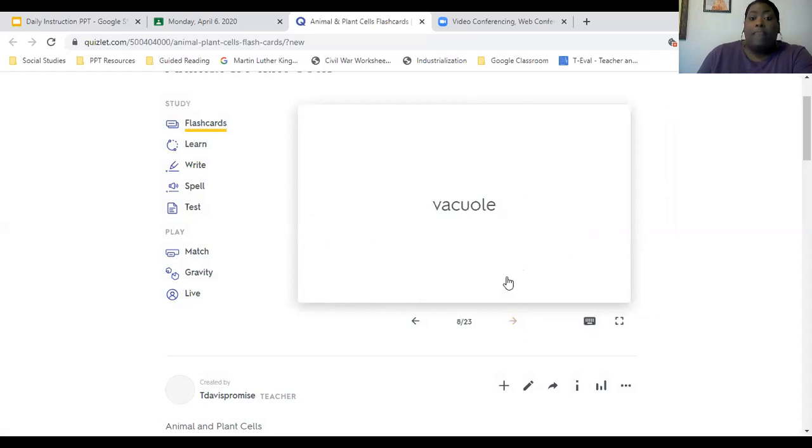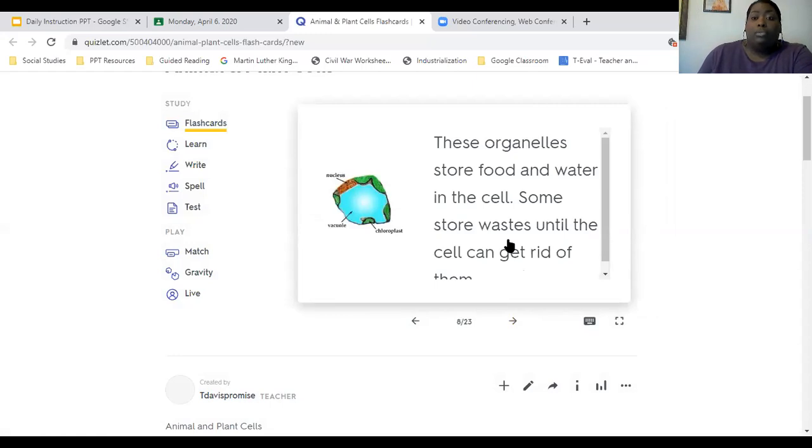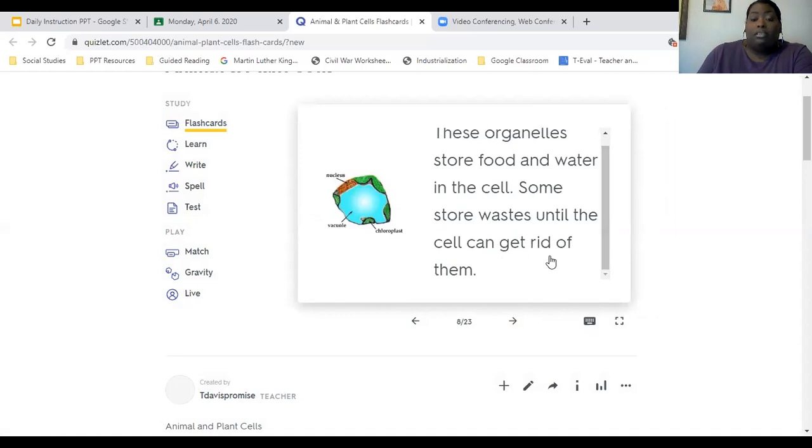A vacuole. A vacuole is an organelle that stores food and water in the cell. And some vacuoles will store waste until the cell can get rid of it. So inside of the plant cell, the vacuole is really, really large because it stores water. And inside of the animal cell, you may have multiple vacuoles, and they're actually pretty small because the animal can go and get its own water to refill the vacuoles.